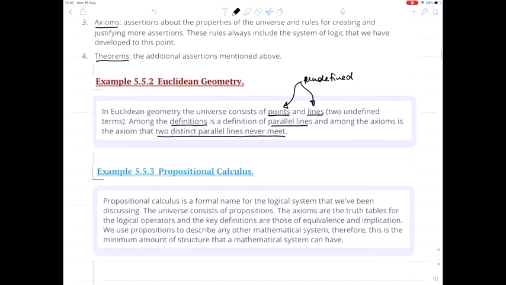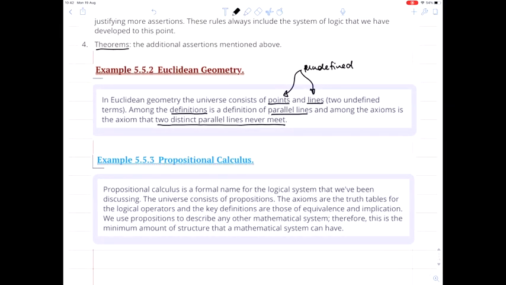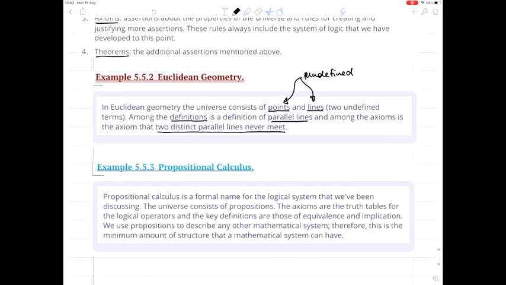Another example of a mathematical system is what we've actually been studying already, propositional calculus. Propositional calculus is the formal name for the logical system that we've been discussing already. Our universe, the set of things we work with, consists of propositions. And the axioms that we've got are the truth tables for the logic operators, and the key definitions are those of equivalence and implication. We use propositions to describe any other mathematical system. Therefore, this is the minimum amount of structure that a mathematical system can have.